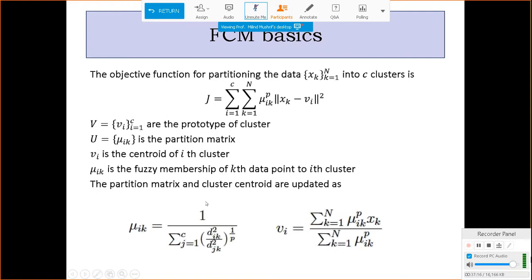So after every iteration, the partition matrix or membership matrix is modified according to this formula, and the cluster centers are also modified according to this formula. These two formulae we obtain so as to minimize this objective function. Our aim is to minimize the objective function so that within-class similarity is maximum and inter-class similarity is minimum. So that is the objective of the HCM algorithm. This is the basic of the HCM algorithm.